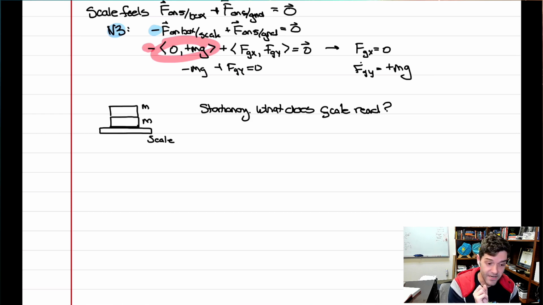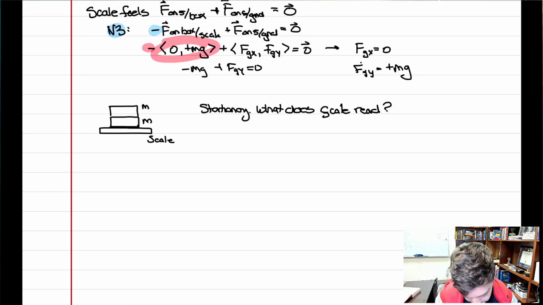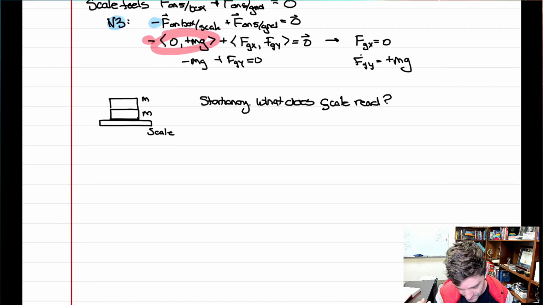Now, it would be incorrect to say that both masses are acting on the scale. Only one mass is acting on the scale. The bottom mass is touching the scale, so there is a contact force between the scale and that mass. The top mass is not doing anything to the scale at all. Yet, we are claiming that the scale reads 2mg. So we need to be able to write that down mathematically and actually figure it out. And we do this in stages.